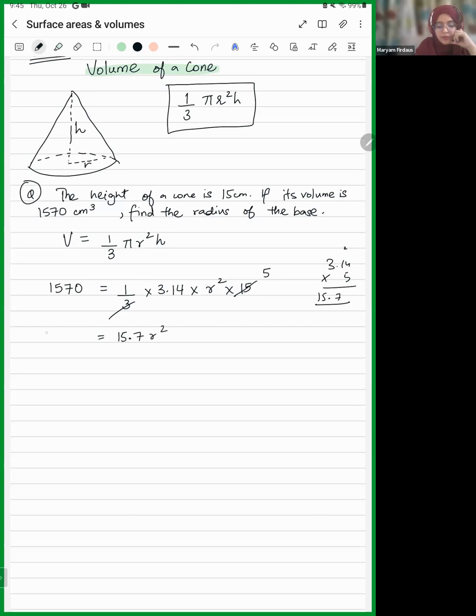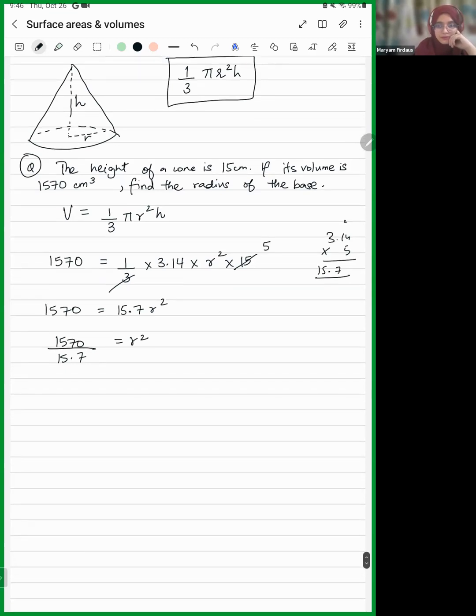Okay, then 1570 divided by 15.7 equals r square. Yes, ma'am, just calculating. So you see, if we multiply both the numerator and the denominator by 10, why are we doing that? So that we can remove the decimal. Is the radius 10? The radius will be 10, yes.